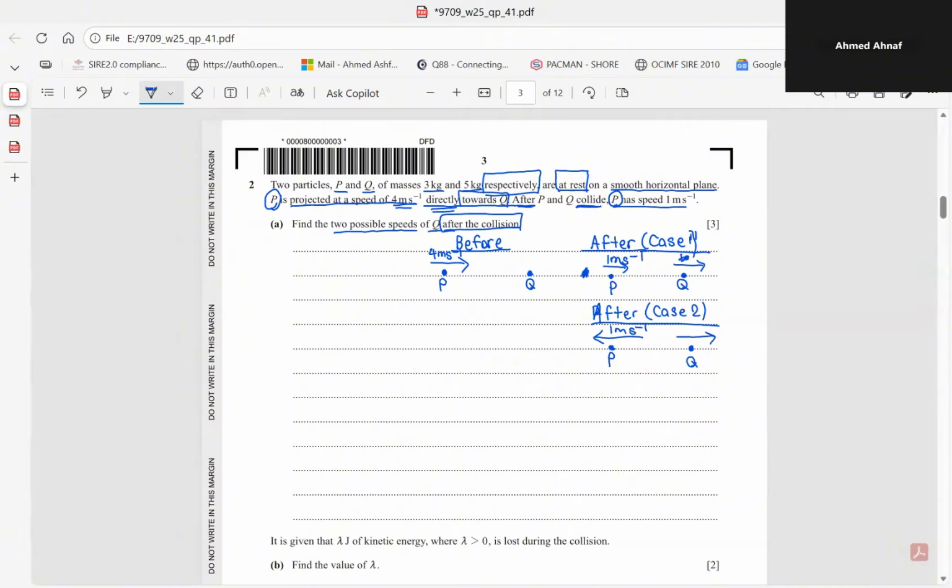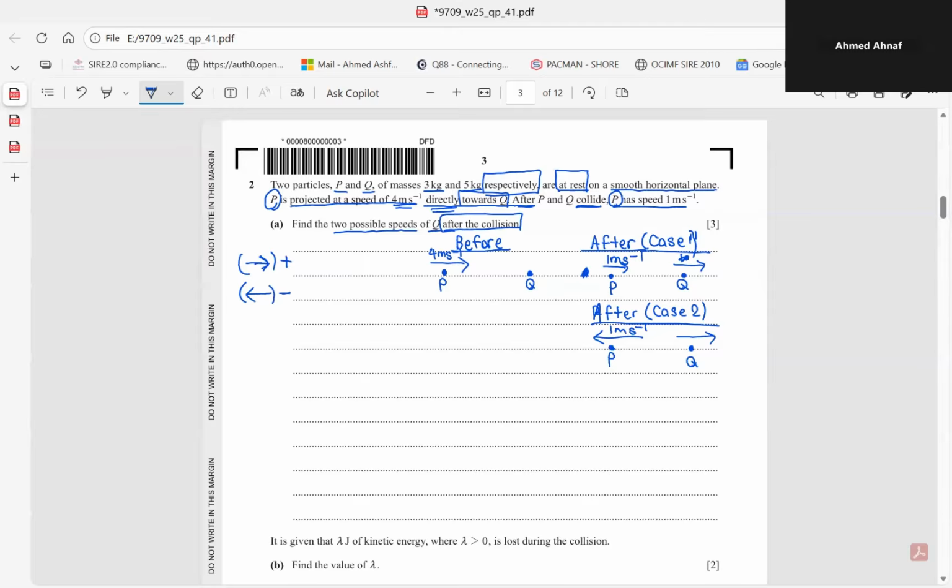Okay? All right, so before we begin solving, we have to denote which direction we assume to be positive and which one to be negative. So I'm going to assume that this is positive and the opposite direction is negative. So everything towards the right is positive and everything towards the left is negative. All right, so now we can start.